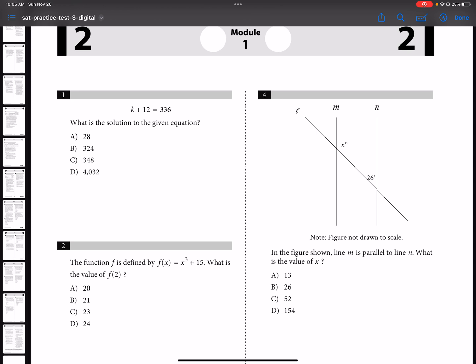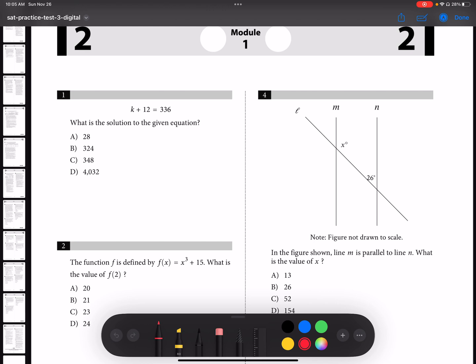Number 1, what's the solution to the given equation? Okay, so here we're going to do k is equal to 336 minus 12. Bring the 12 to this side, so k is equal to 324. So your answer is B.